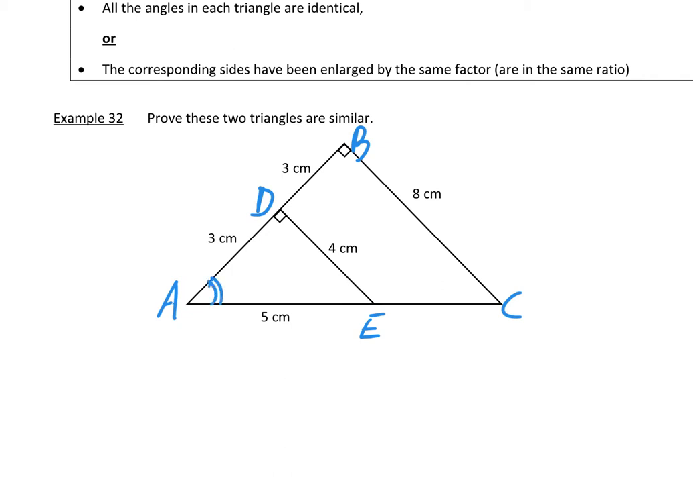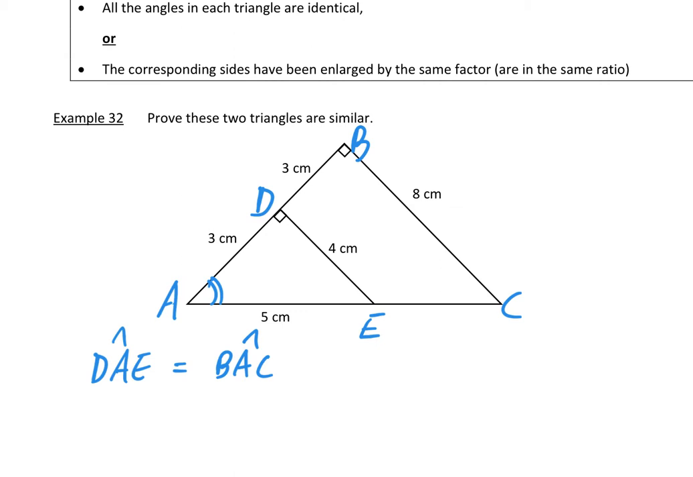Now if we go through these together, clearly they share the angle at A. I'm going to use the three-letter way of saying angle, so angle DAE on the small triangle equals angle BAC on the big triangle. So I've shown that that angle is the same on both triangles.